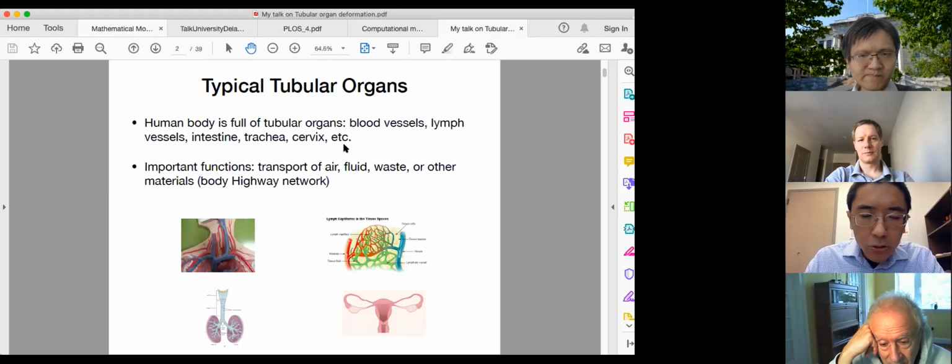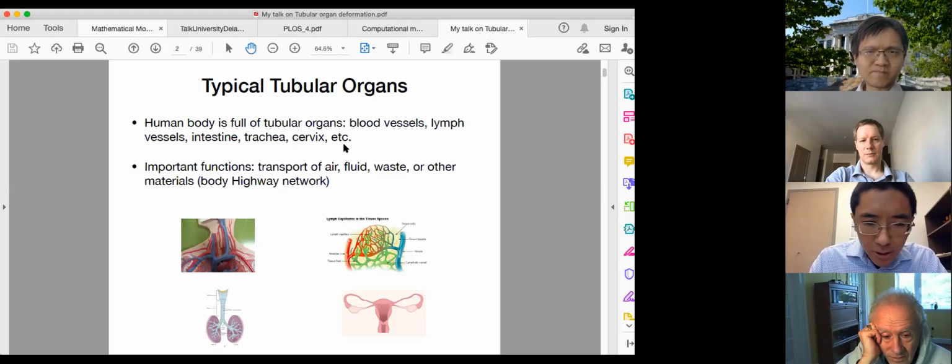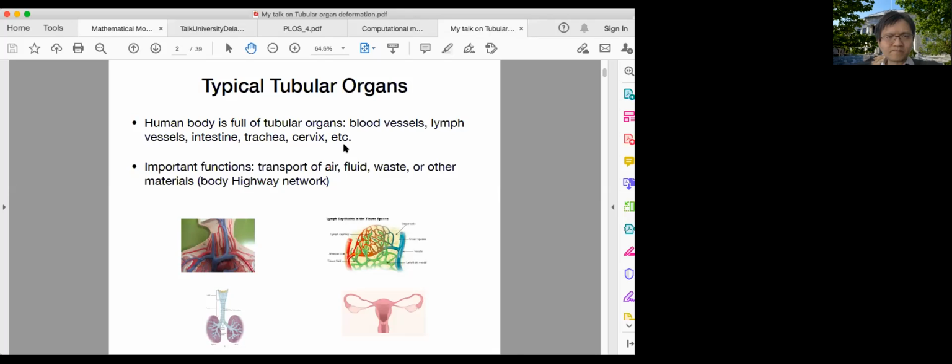There are also deformations for the tubular organs. The deformations depend on the transportation, so an organ may become large and become small. And pathological and untimely deformations can cause dysfunctions of the organs. So if the deformation is not in a proper way, it can cause some diseases.